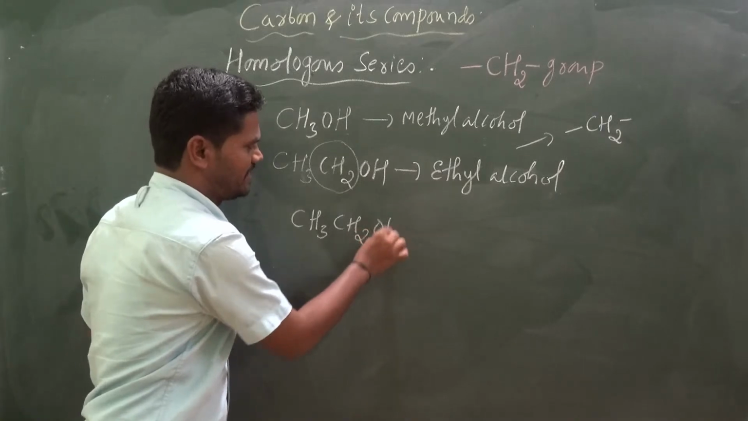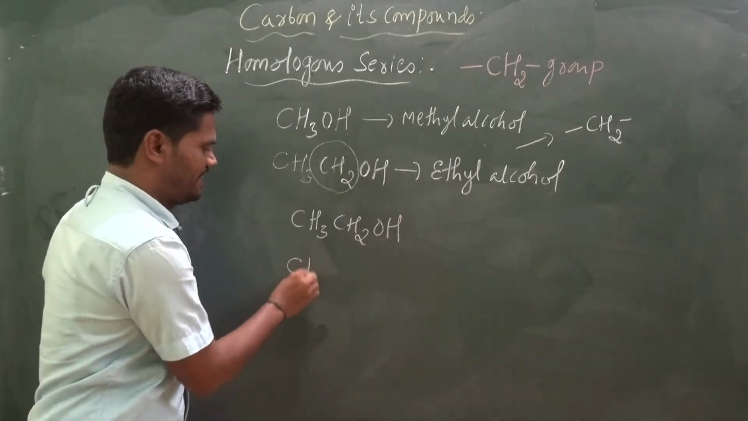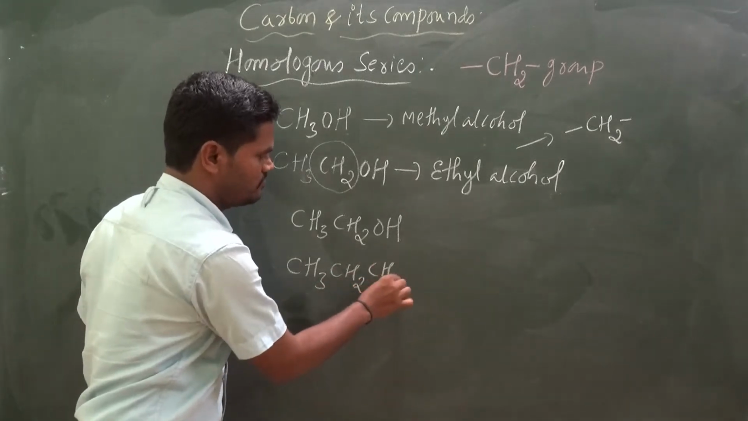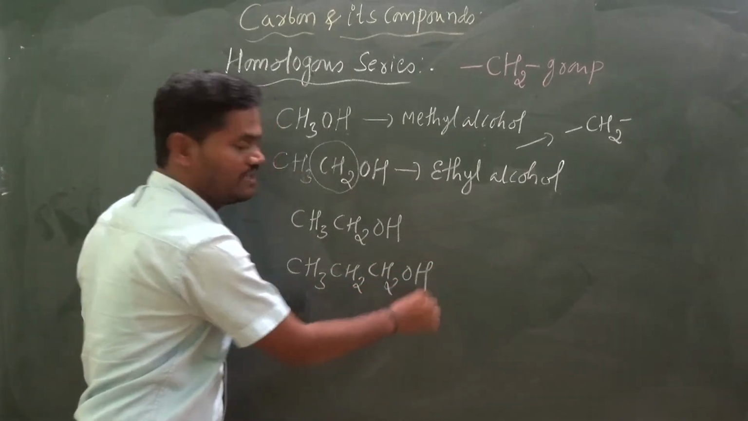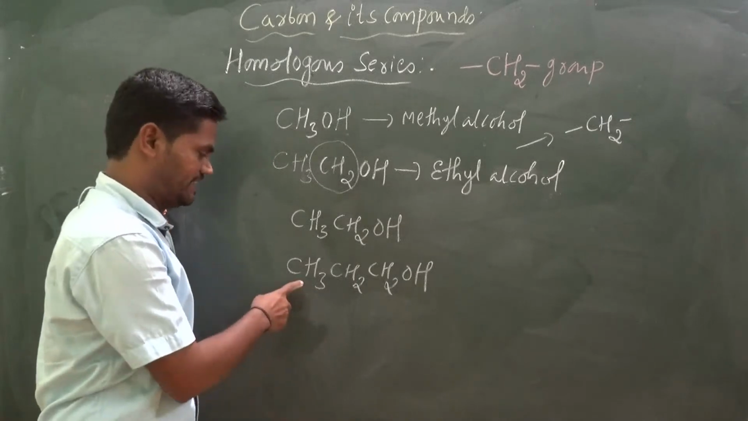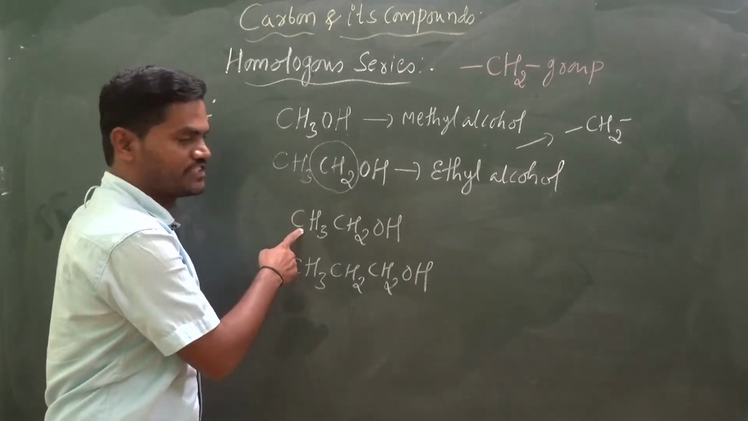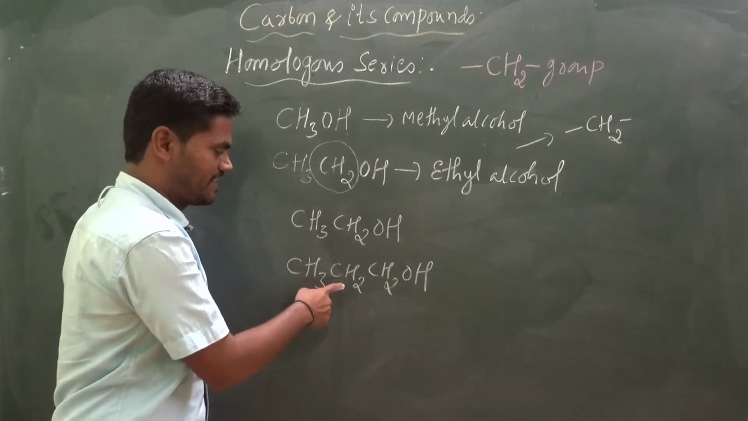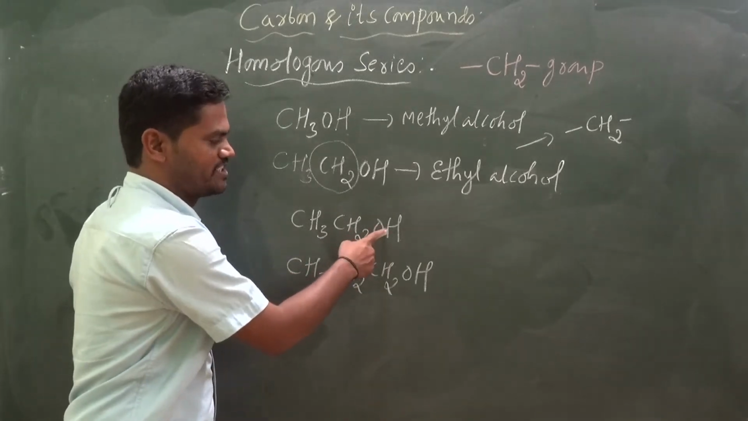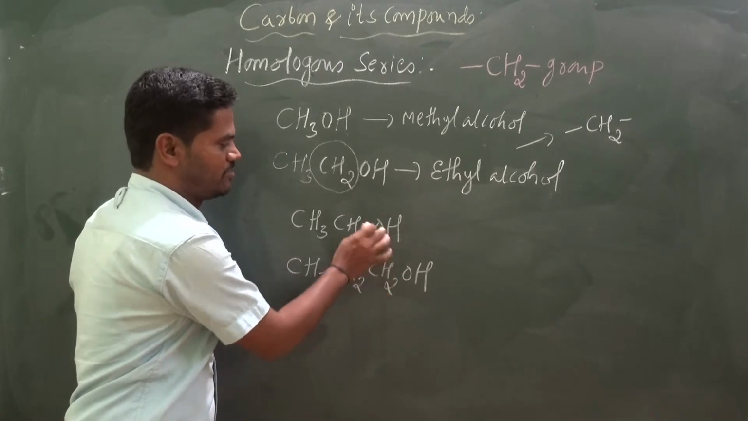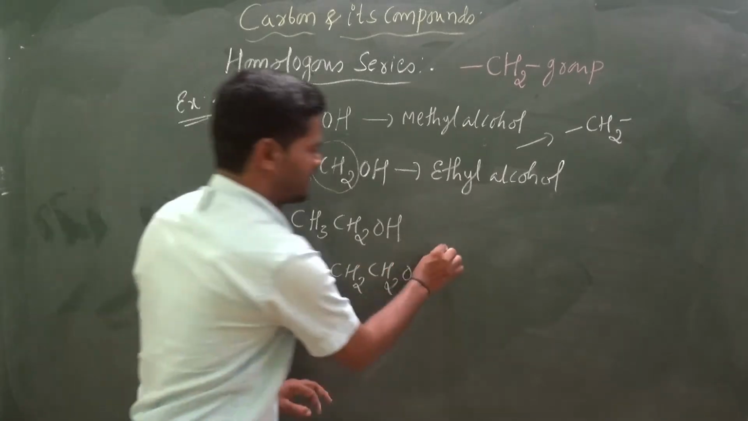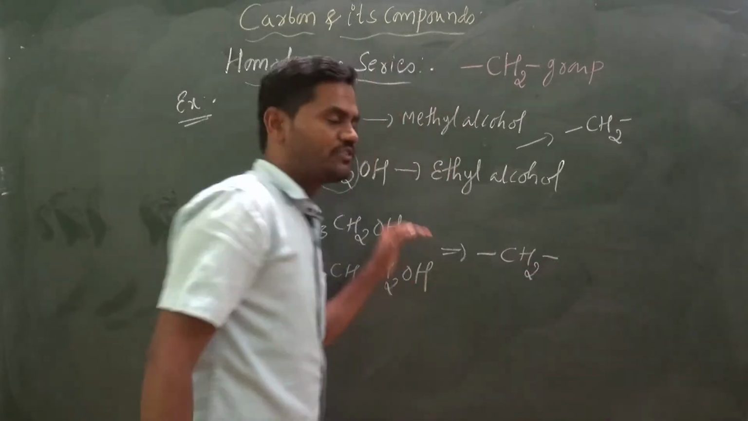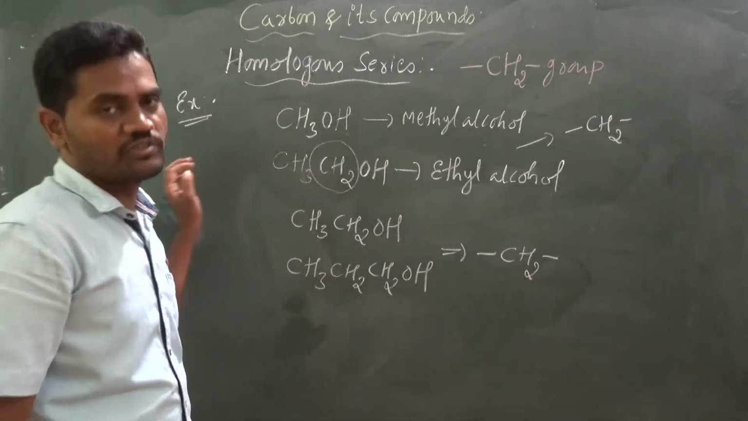CH3CH2OH. This one is the ethyl alcohol I said earlier, and the next one is propyl alcohol. So compare these two again. CH3 is there, CH3 is also there. One CH2 group is there and another CH2 group is there, and OH is there and OH is there. So these will differ by only a CH2 group. That's why these also belong to the homologous series.